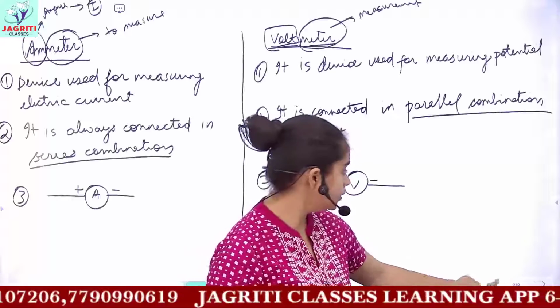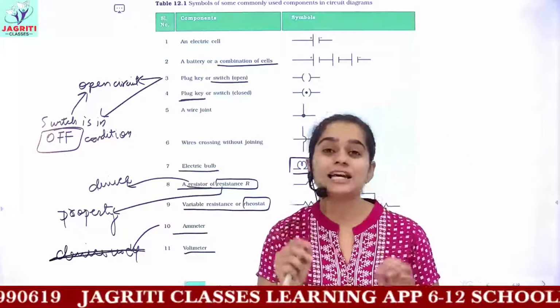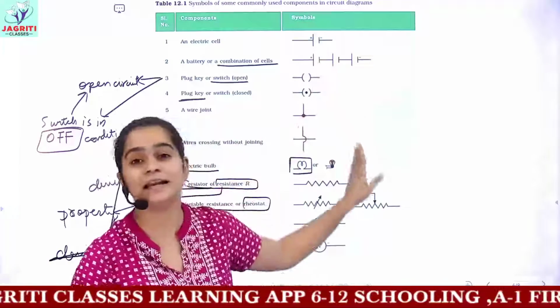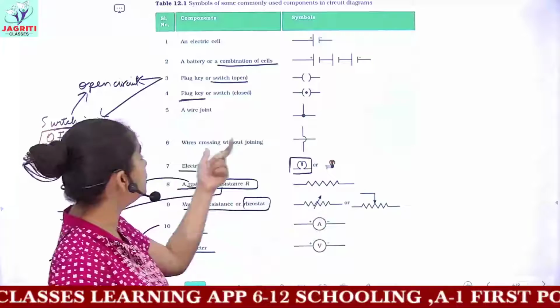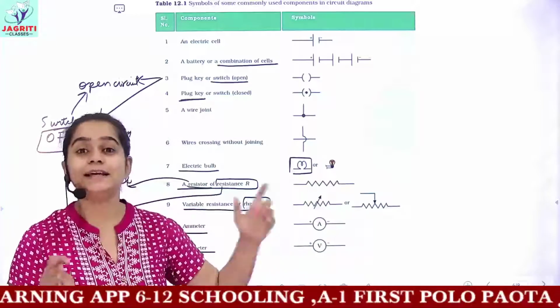Firstly, you have to learn the table, that is, what are the different electrical components you can include in the circuit. So these are the names of components which are generally present in your circuits, and these are their representative symbols. So you have to learn the names of components with their symbols for drawing the electric circuit.